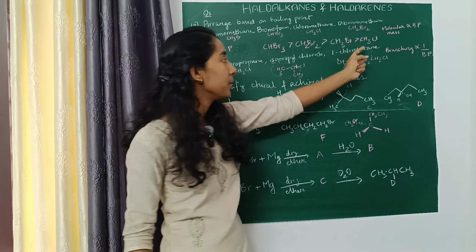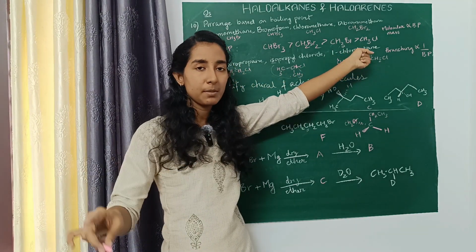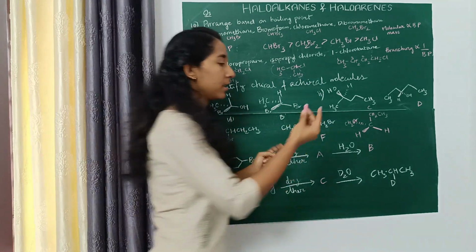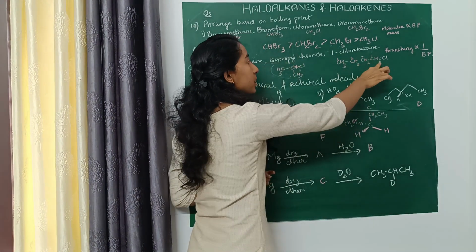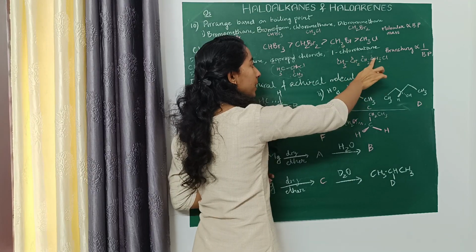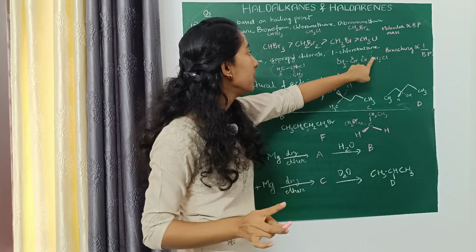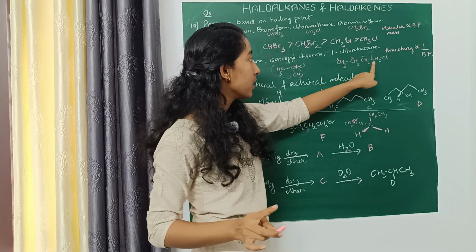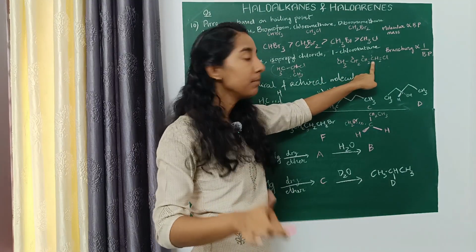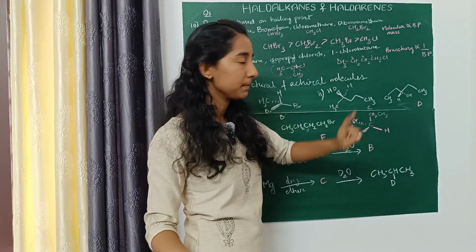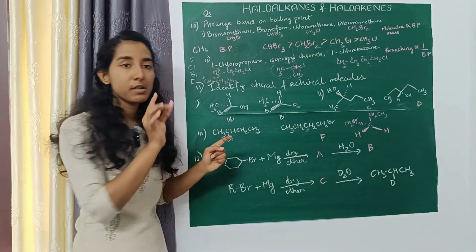Then 1-chlorobutane. Butane has 4 carbon atoms, so it is CH3, CH2, CH2, CH3. If you number it 1, 2, 3, 4, you replace one hydrogen atom in the first position with chlorine. So that is 1-chlorobutane. Now you have the structure of these molecules.